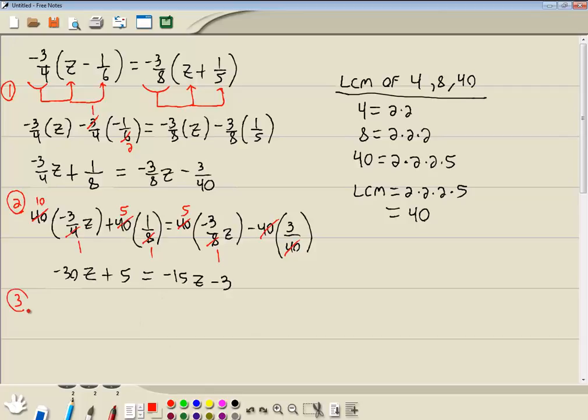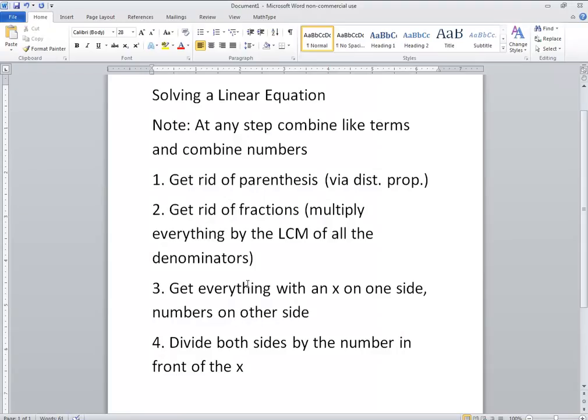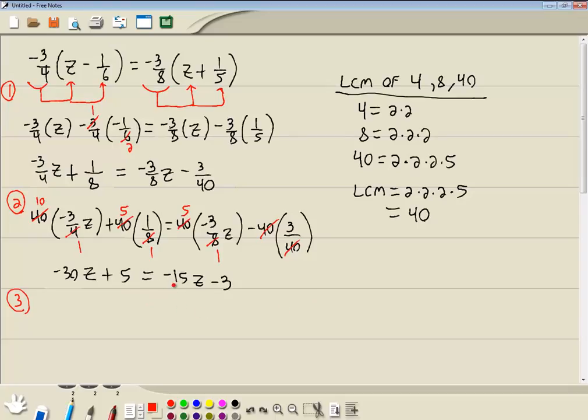Step 3. Get everything with an x on one side, numbers on the other side. And here, we're dealing with z's. So get everything with z on one side, numbers on the other side. So I'll take this negative 15z over to the left side. I'll take this 5 over to the right side. Remember, when you take anything across your equals, your sign changes. So the negative 15z becomes a positive 15z. And the positive 5 becomes a negative 5.